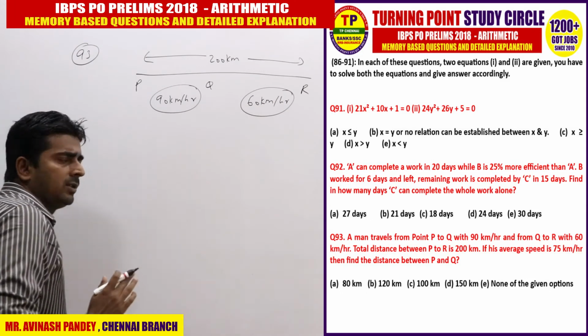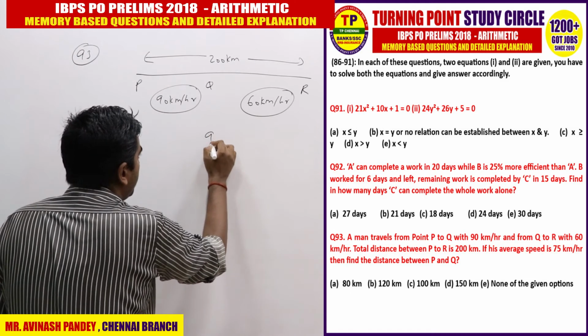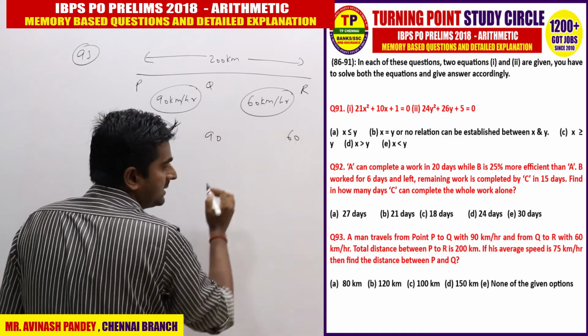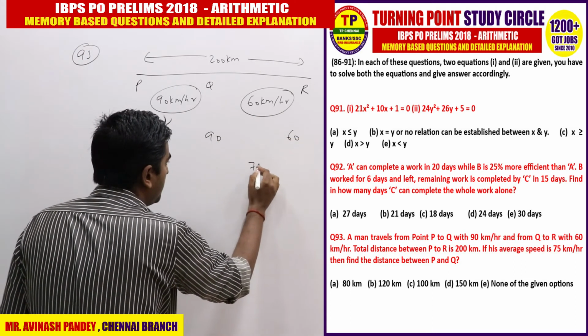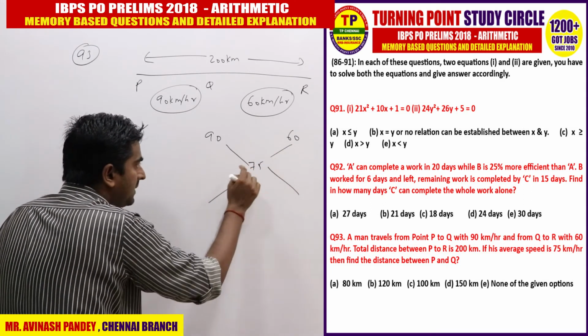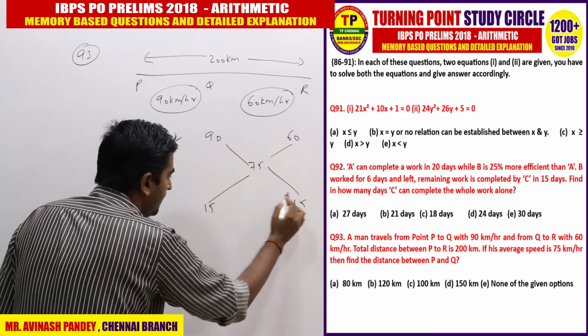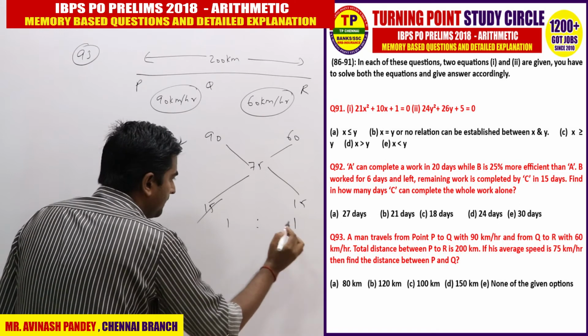So we can solve this question by the alligation method directly. How? What is this speed here? 90. Second speed is how much? 60. What is the average speed? Average speed is nothing but 75, right? Alligation. What is 60 minus 75? Minus 15, so I am writing 15. What is 75 minus 90? It is 15. So my ratio is nothing but 1:1.